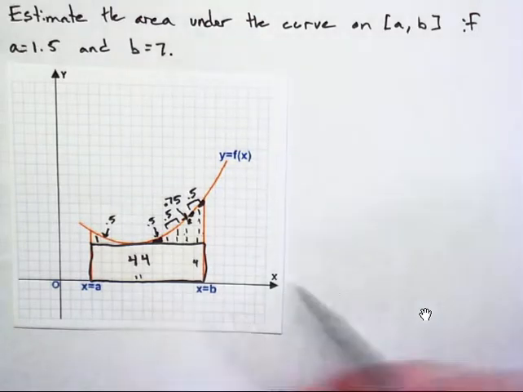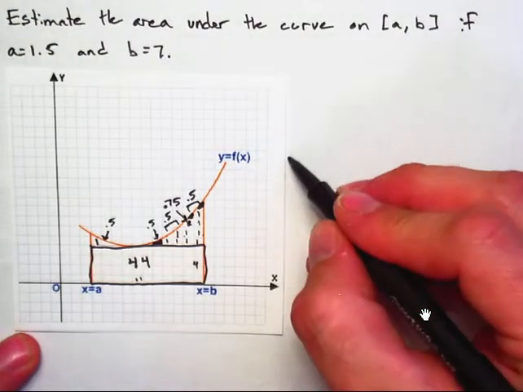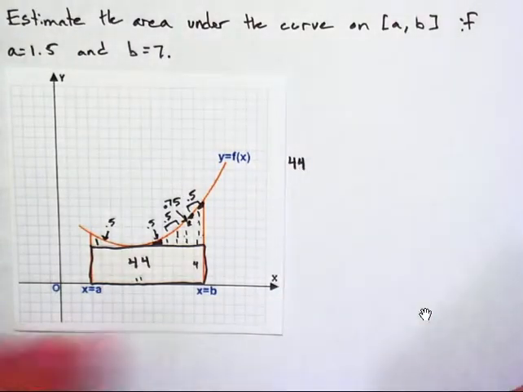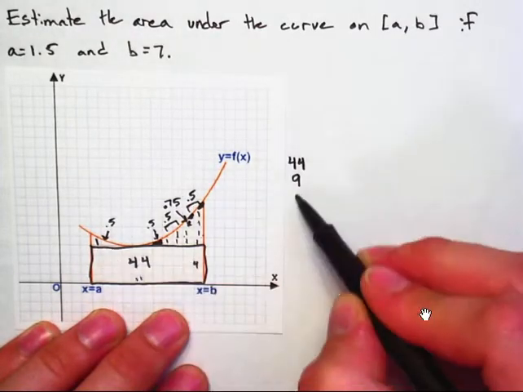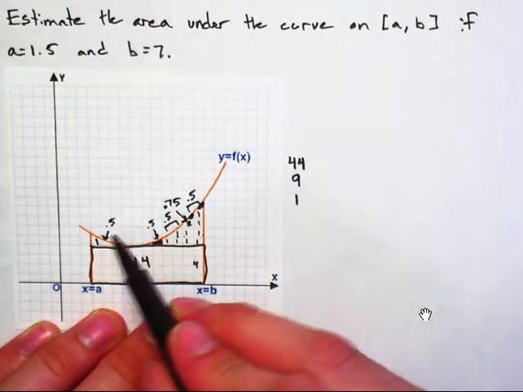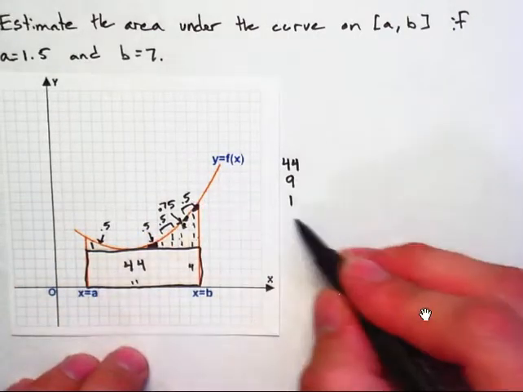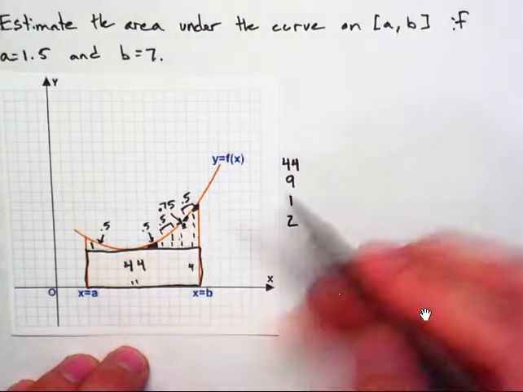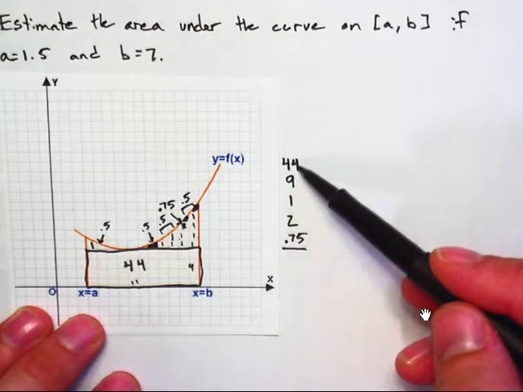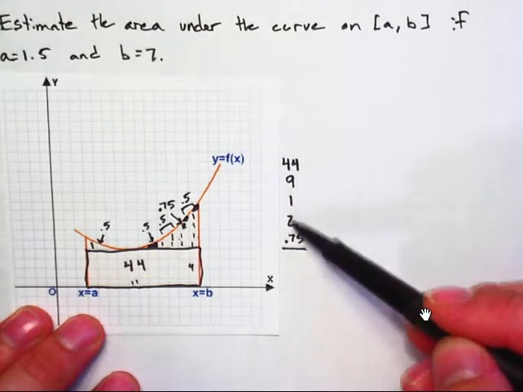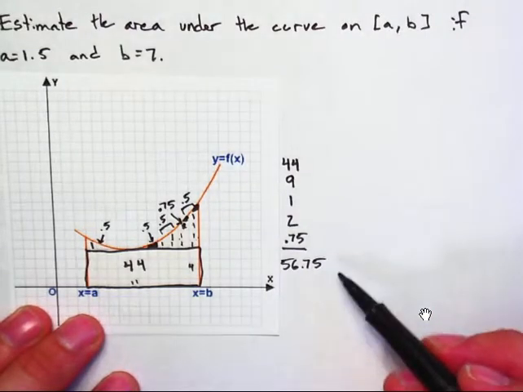And now we've looked at all the squares that are underneath, and so we're going to count them all up. So we had 44 to start in that rectangle. I had 9 over here and 1 over here. And now let's put together the halves. This half and that half together make 1. So do these two halves make another one, so that's another 2. And then you have that final 0.75 hanging out there. So you add them all up. 44 plus 10 is 54, 56, so you get a total of 56.75.